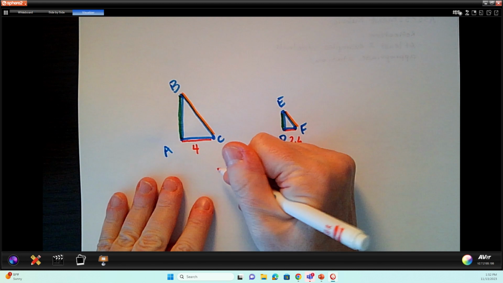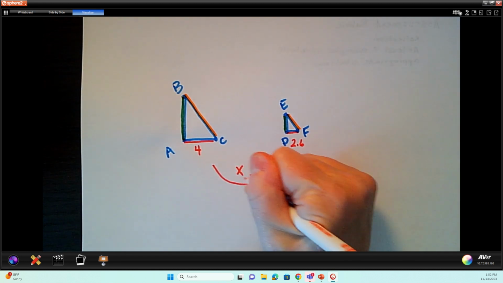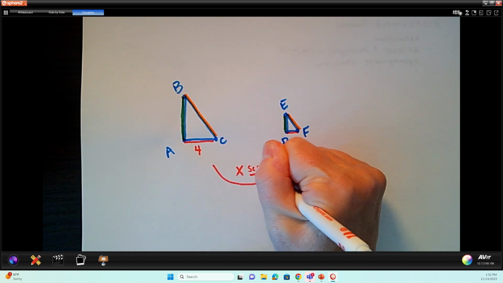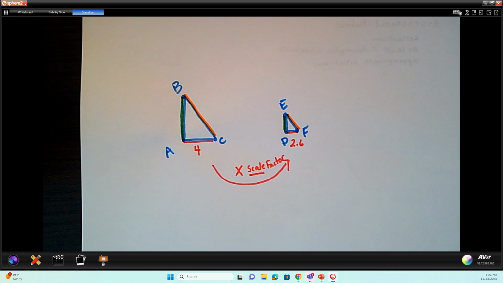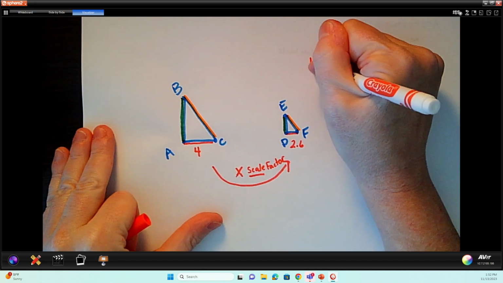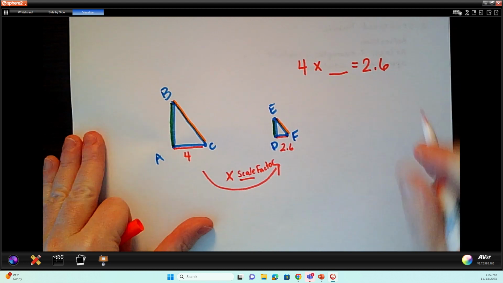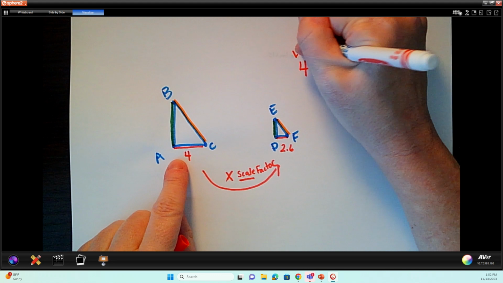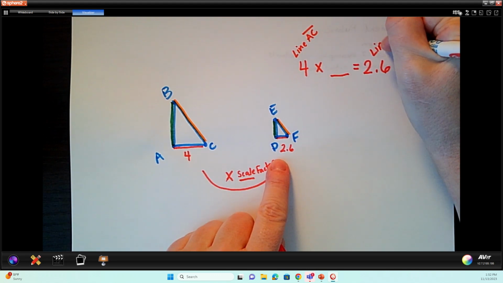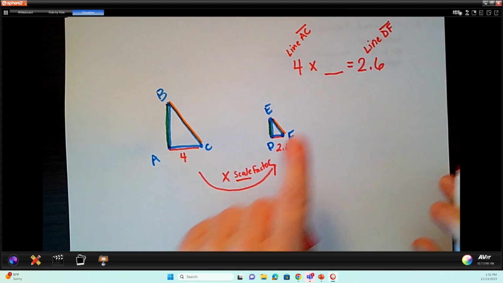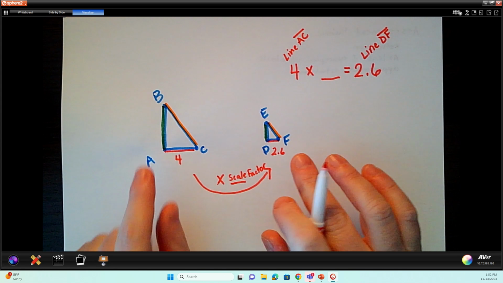So I know I have to do 4 times something to get to that number. That's what I need to find. That's our scale factor. Okay, I need to know the scale factor. I don't know the scale factor, but I do know that 4 times something is going to equal 2.6. That's a given because this is line AC, and then this is line DF. And I know that whatever I do to 4, it's going to give me 2.6. Okay, so I can figure out the scale factor.